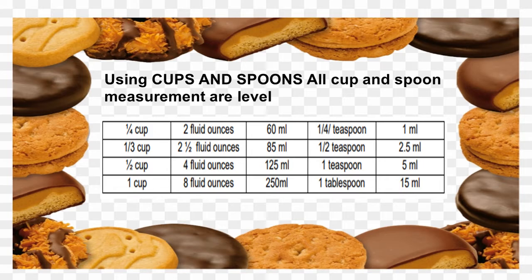Using cups and spoons, all cup and spoon measurements are level. We have the cup, we have here ounces, equivalent in ml, equivalent for teaspoon, and ml. Okay, let's start with 1/4 cup, equivalent to 2 fluid ounces, 60 ml, 1/4 teaspoon, equivalent to 1 ml. 1/3 cup, equivalent to 2 1/2 fluid ounces, equivalent to 85 ml, equivalent to 1/2 teaspoon, and equivalent to 2.5 ml.